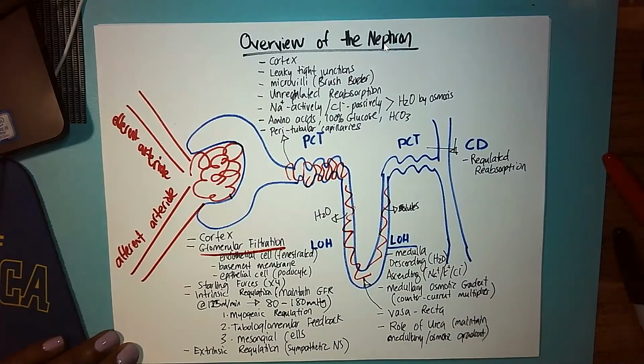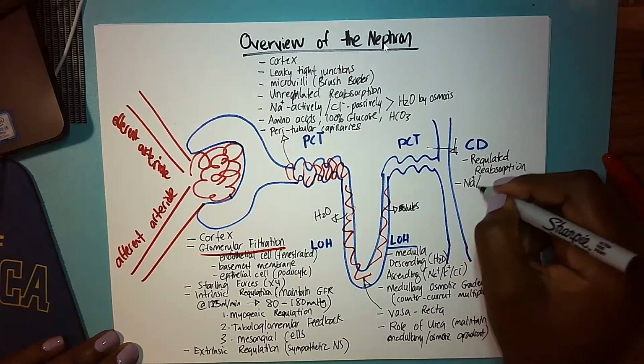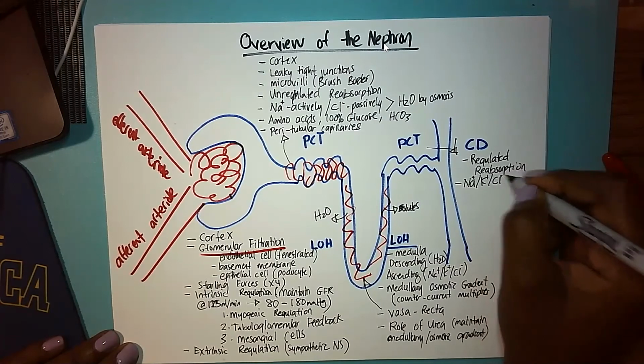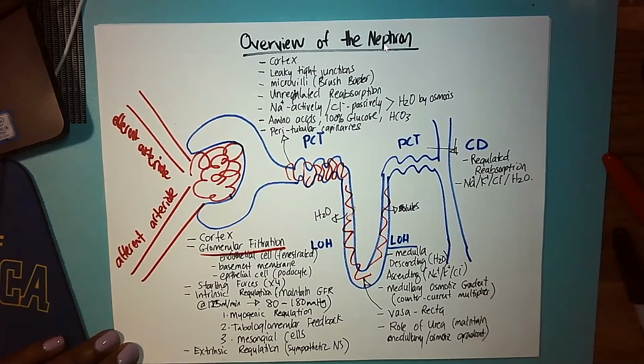Here we see the absorption of sodium, potassium, chloride, although we did not speak about chloride, and then water. And all of this is regulated. Just to reiterate what I mean by regulated: depending on our state, on the osmolarity of our plasma, on hormones, on our mean arterial pressure, these can be changed to either reabsorb more sodium, potassium, chloride, water, or secrete more of them.